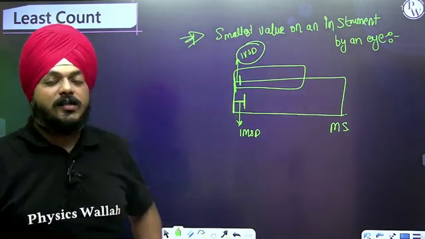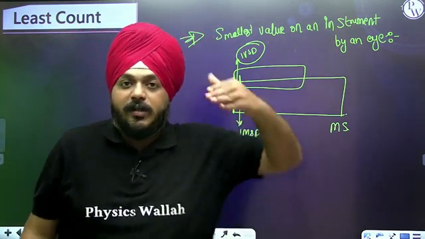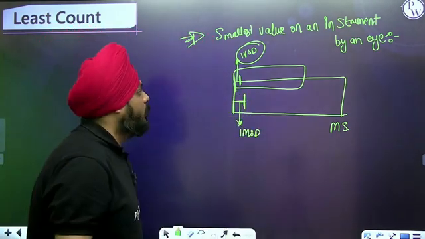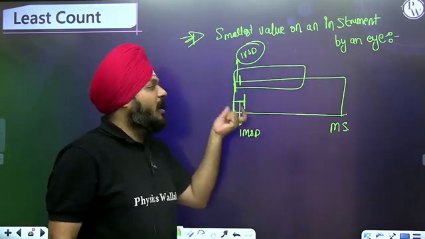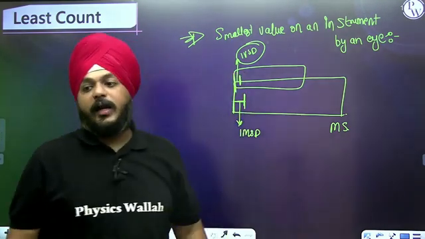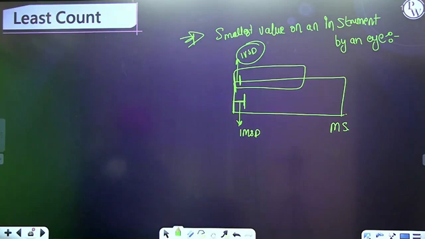1 VSD is not the smallest value that can be seen on an instrument by eye. No. This is 1 MSD. This is 1 VSD. I'm extremely sorry for that.